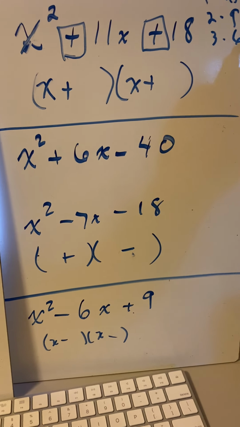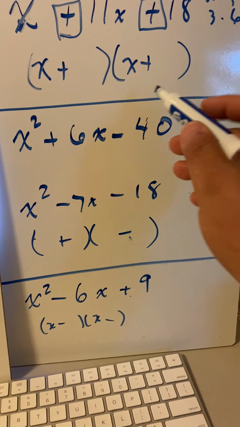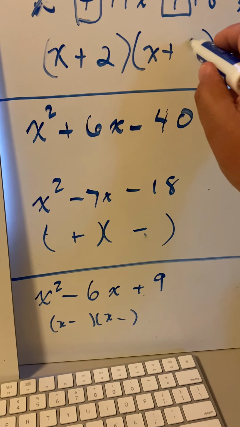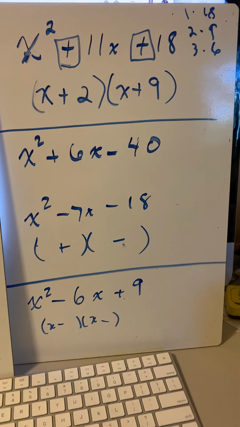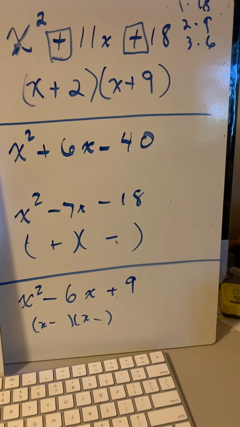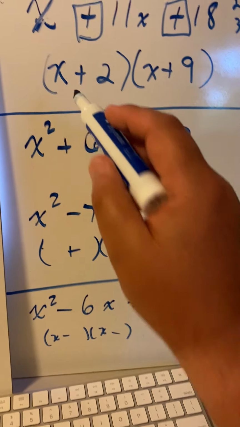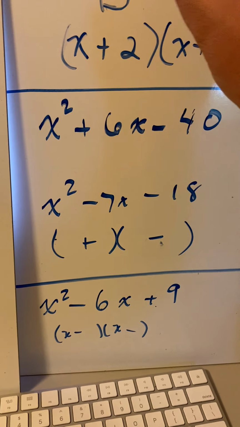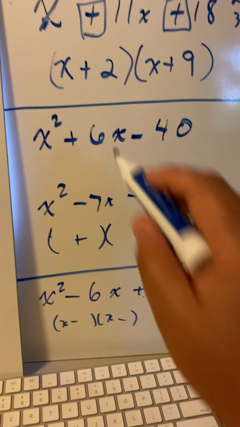3 plus 6 makes 9. Doesn't add up. 2 and 9 add up to 11. And flip-flop it, you could make it 9 and 2. It doesn't matter. But to test this, just do the OI, the outside, inside of the FOIL method.